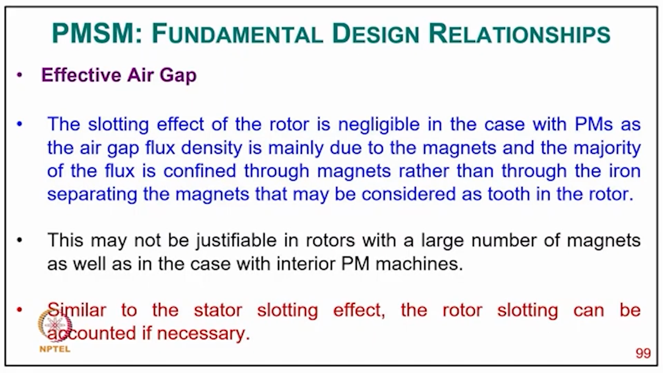So the slotting effect of the rotor is negligible in the case of magnets, as the air gap flux density is mainly due to the magnets, and the majority of flux is confined through the magnet rather than through the iron separating the magnets, which may be considered a tooth in the rotor. This may not be justified in a rotor with a large number of magnets, as well as in the case of interior permanent magnet machines. And similar to the stator slotting effect, the rotor slotting can be accounted for if necessary.